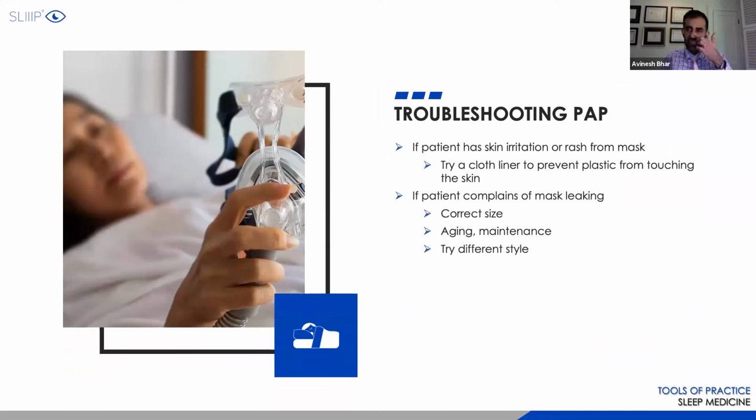Now, if the patient has skin irritation, Etsy has got this great website where you can look for CPAP liners. Wherever the mask makes contact, sometimes the rubber or so on causes irritation. You can apply these liners on your face and then apply the mask on that. So that's a pretty cool trick to use. You can make that on your own. You can buy that on Etsy. You have the more commercial versions as well.